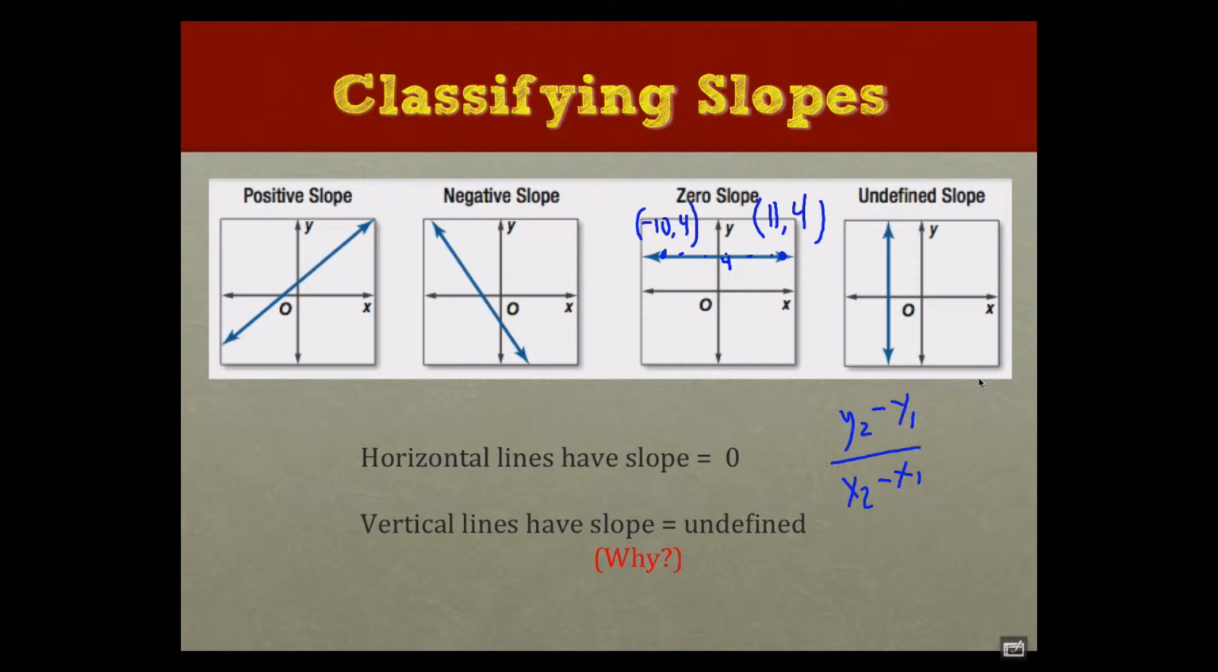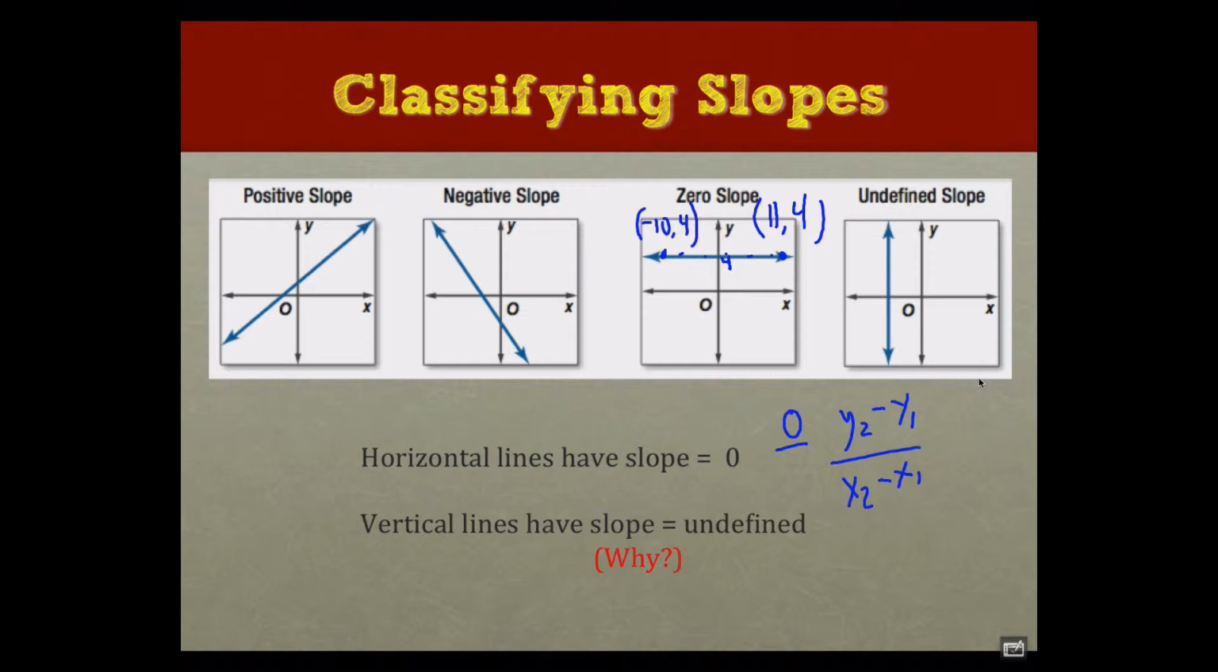So what's y2 in this case? What's the numerical value of y2? 11, 4. Which one of those? 4. Good. What's y1? 4. And what's 4 minus 4? 0.